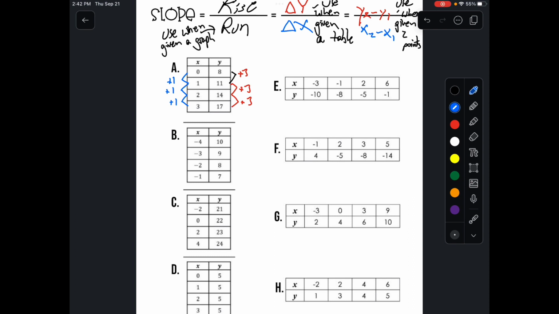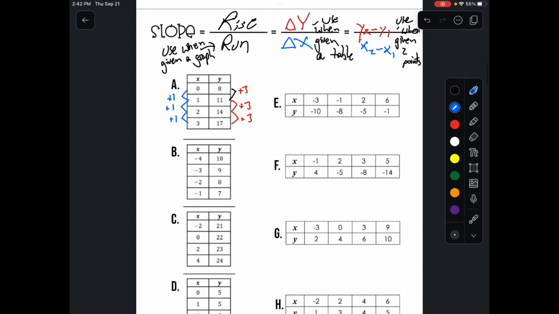Our slope, this middle line here, right? This middle line says when given a table, we do change in y over our change in x. Our change in y is 3. Our change in x is 1. So our change in y over our change in x is 3 over 1. We can also write that as just 3.